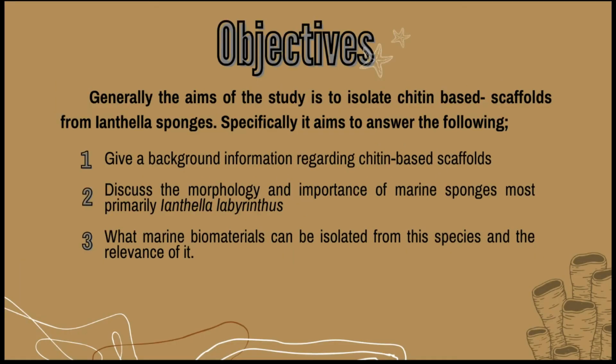First up, our objectives. It generally aims to isolate chitin-based scaffolds from Iantella sponges, and it specifically aims to answer the following. First, give background information regarding chitin-based scaffolds. Second, discuss the morphology and importance of marine sponges, primarily Iantella labyrinthus. Third, what marine biomaterials can be isolated from this species and the relevance of it.